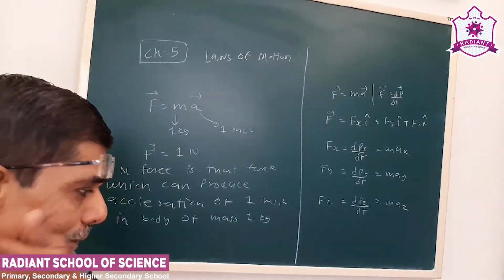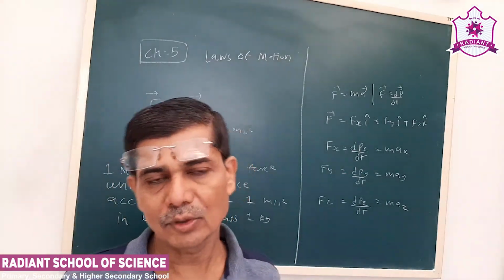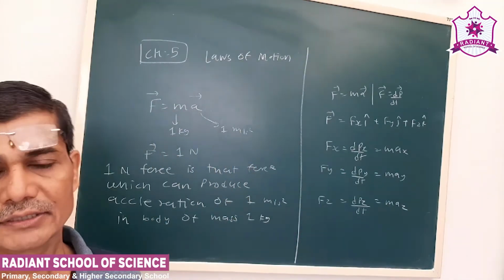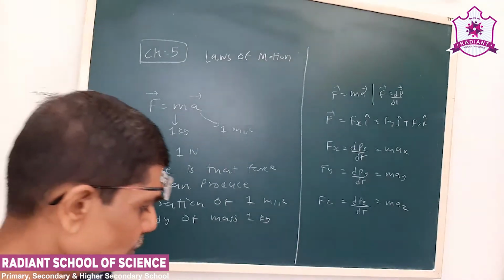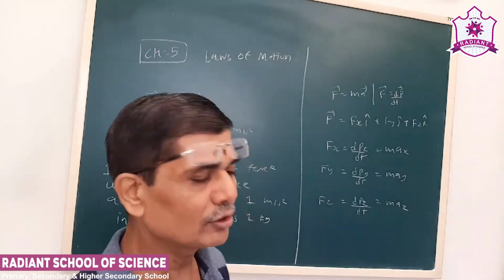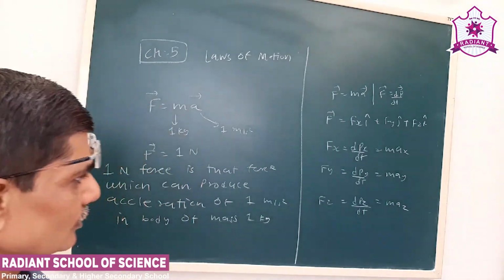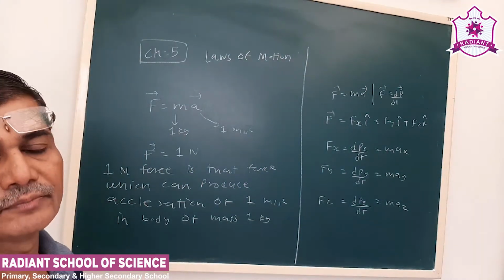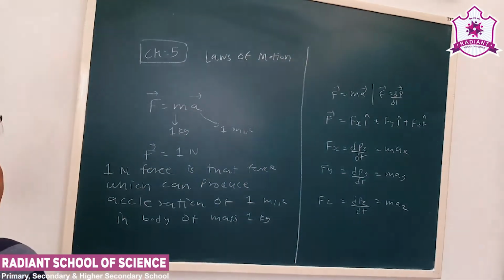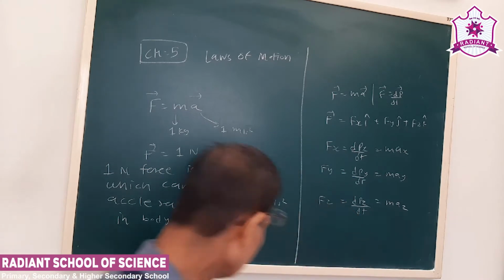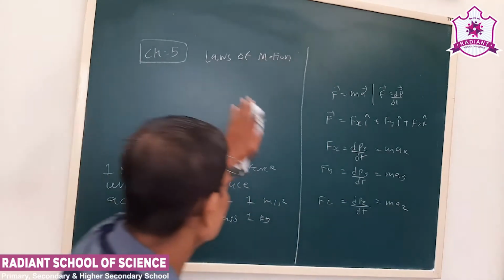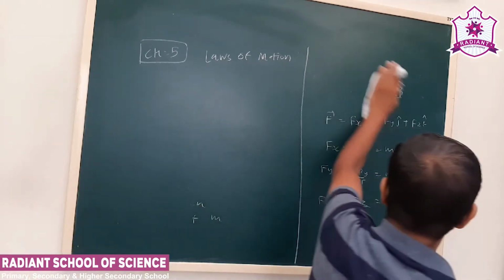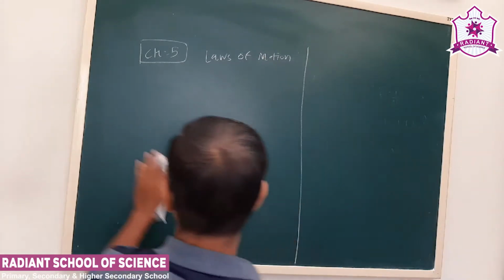Also, if more than one force acts on a body, we have to find out the resultant force. That will give the totality effect of the more than one force. So this is all about Newton's second law of motion. Now we proceed further. Next we have to see about impulse of the force.